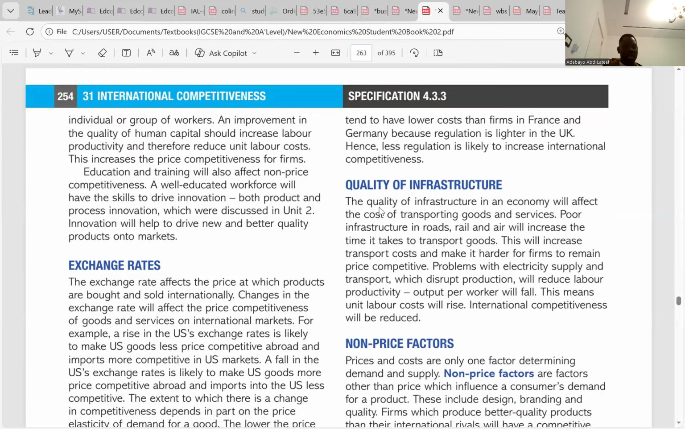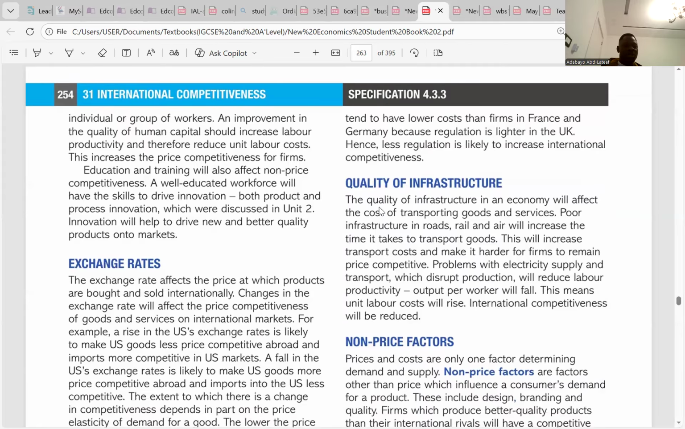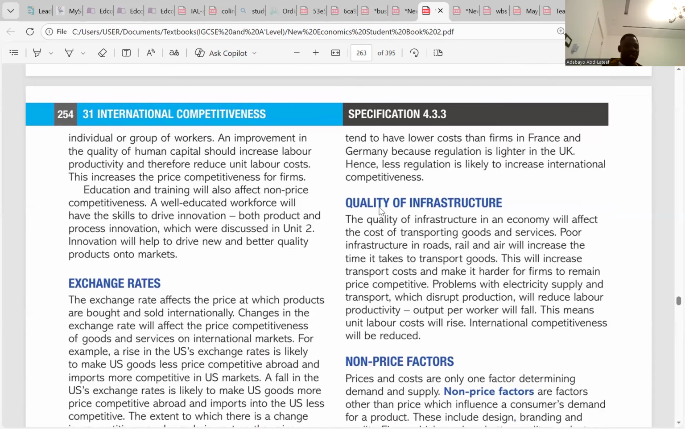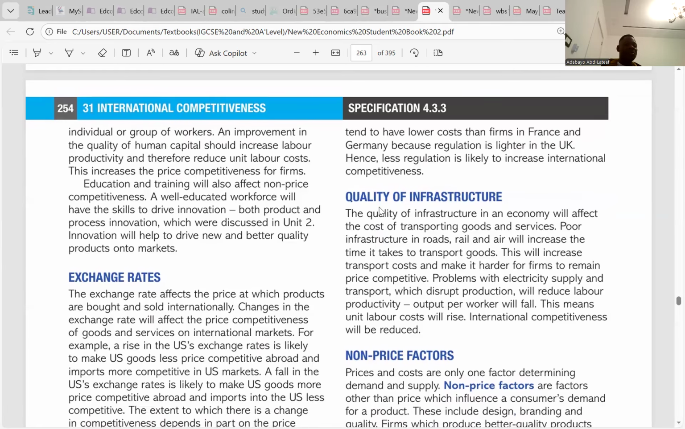That is the case of the UK compared to France and Germany here. They said the UK regulation is lighter compared to France and Germany. And that might make firms in the UK internationally competitive compared to firms in Germany and France. That is regulation, which is another factor that could influence international competitiveness.